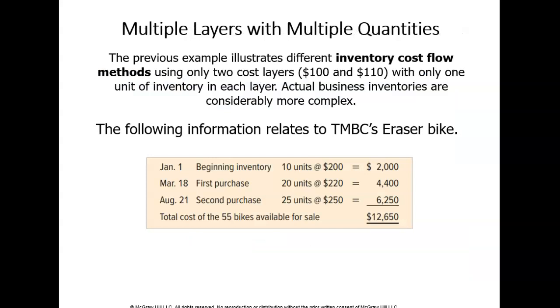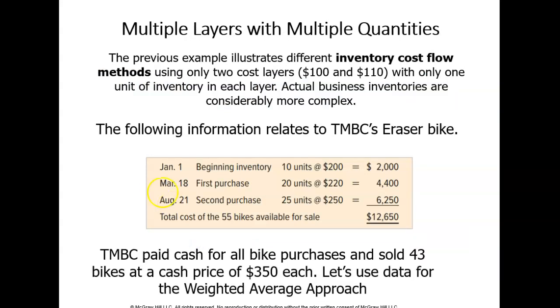So now we got one more to do. We're going to do these same calculations, but this time on the weighted average approach. With the weighted average approach, you're going to determine what's the average cost per unit. Again, what is the average cost per unit? So, our total cost was $12,650 for a total of 55 bikes.